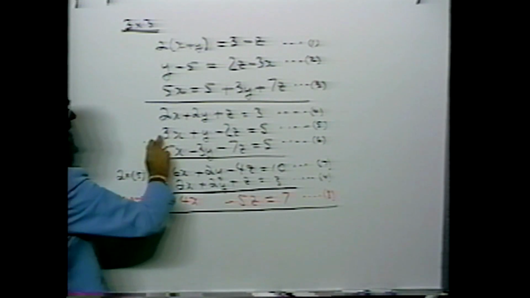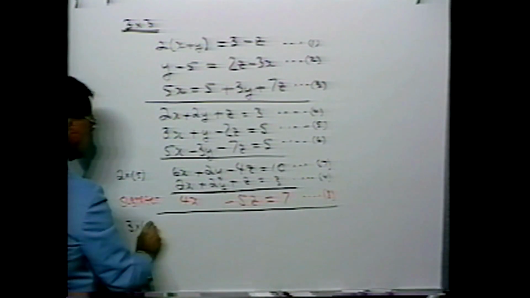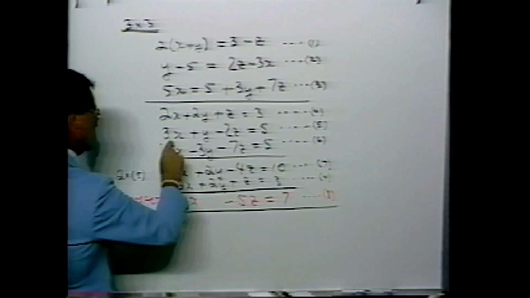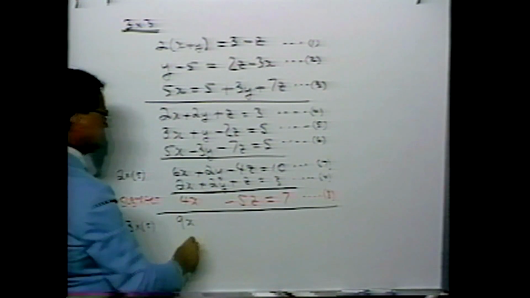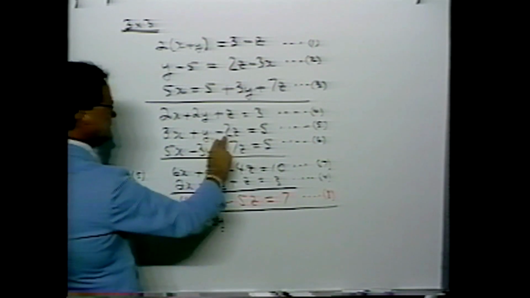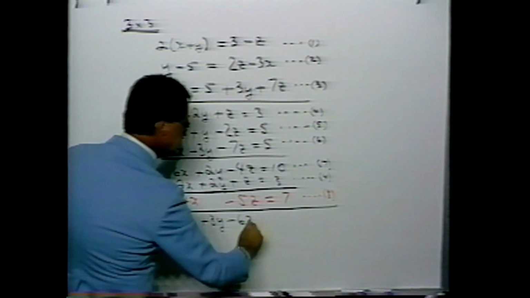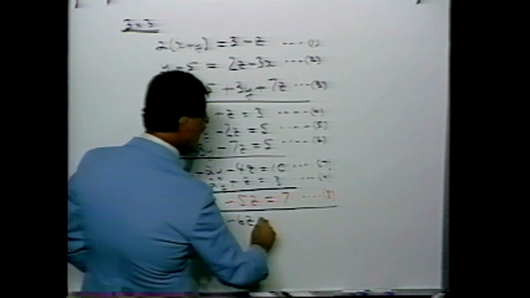If we take equation 5 and multiply it by 3, write 3 times 5 and get 3 times 3 is 9x. 3 times plus y is plus 3y. 3 times minus 2 is minus 6z. And 3 times 5 is 15.